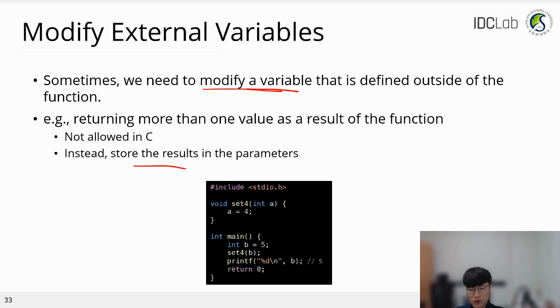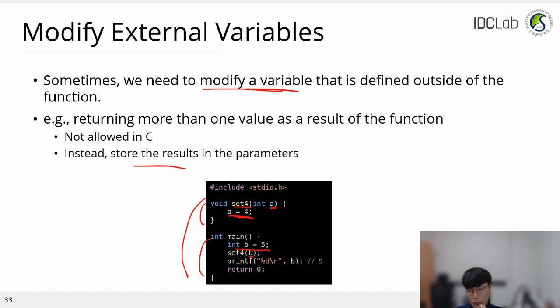So here's an example. We have a function set4, which takes one integer variable a and assigns 4 to it. So a assign 4, right? And in the main function, we define another integer variable b and initialize it to 5, like this, b assign 5. And we call set4 with b as a parameter. Actually, b is an argument here, an argument for a function call.